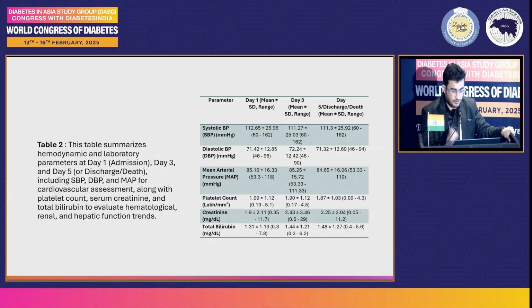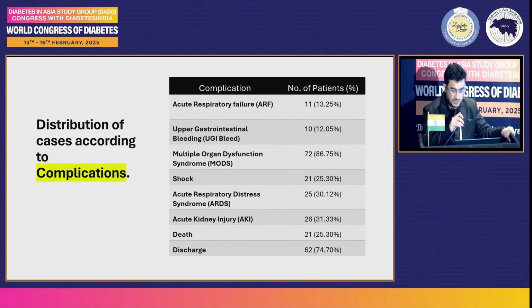When we saw the hemodynamic parameters during 3 days follow-up, the systolic and diastolic blood pressure remained the same on the 3 days, and platelet count also remained the same, at 1.9 lakh. Creatinine slightly increased on the second day, but subsequently decreased on follow-up. According to complications, 10% of the patients developed upper GI bleed, 72% developed MODS, 21 patients went into shock, 25% developed ARDS, and 26% developed AKI. 21% of patients died on the follow-up, and 62% of patients were discharged later.